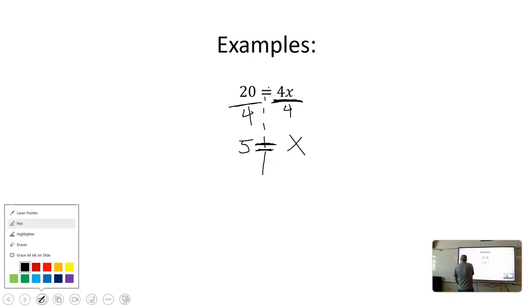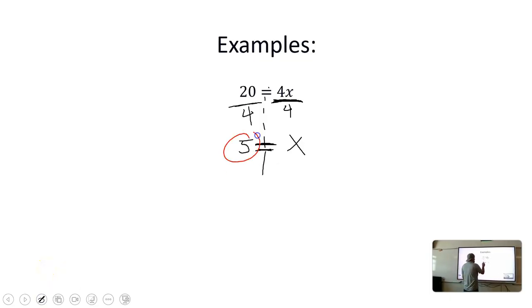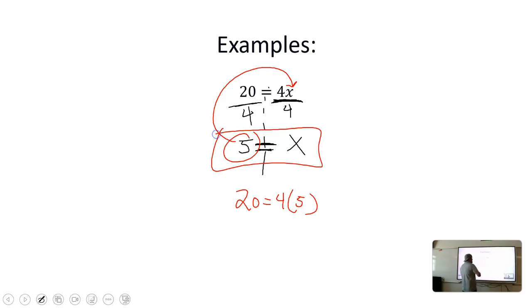All right, let's go ahead and double check. Let's take our 5 and plug it in right here. Does 20 equal 4 times 5? Yes, it does. And so we have our answer of 5 equals x.